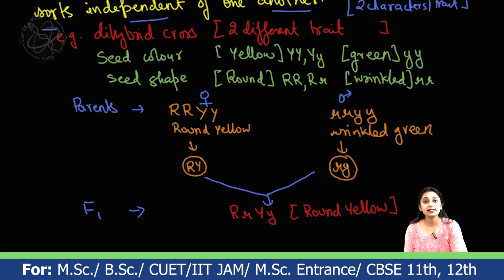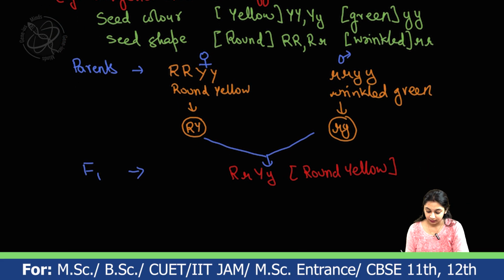As you can see here, we have taken two characters, which are the seed shape and seed color. Nowhere in the cross are they governing one another, right? So what is our next step? We are going to carry out the cross for the progenies of the F2 generation, that is the second filial generation.